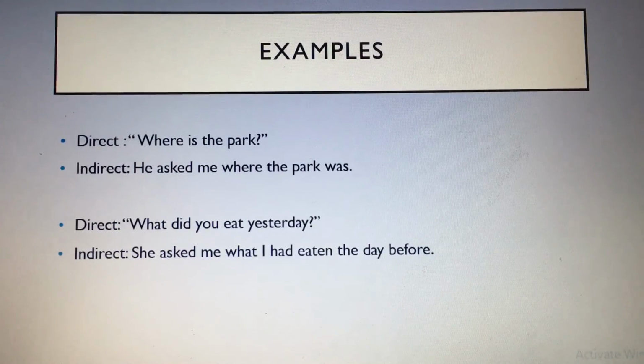Some examples here. Direct: where is the bank? He asked me where the bank was. Okay, we change is to was, from simple present to simple past. What did you eat yesterday? She asked me what I had eaten the day before. We have did, simple past, and we use the word what in the reported question.